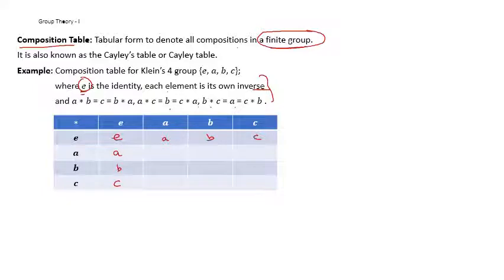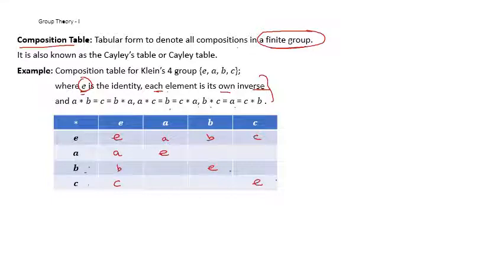Now what is A star A? Look, each element is its own inverse. So A star A must be E, because A is the inverse of A and E is the identity. Similarly, B is the inverse of B, so B star B must be E. Similarly, C star C must be E.